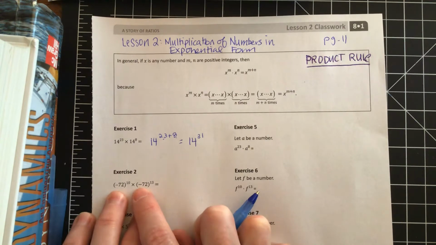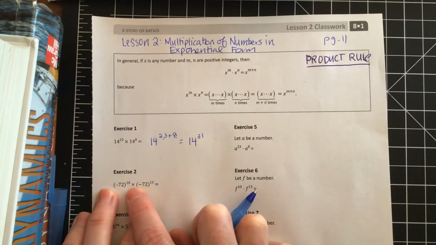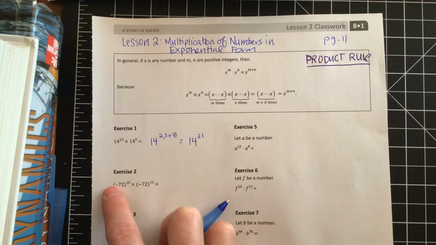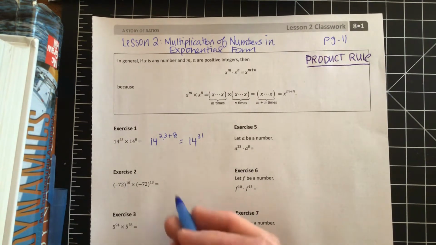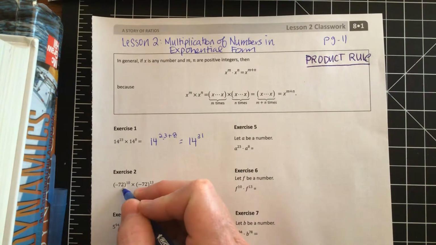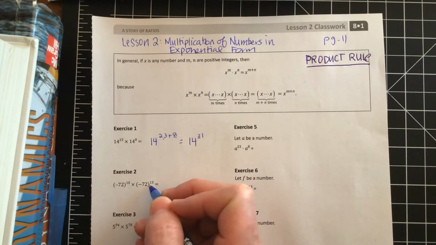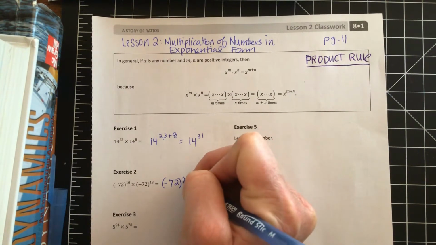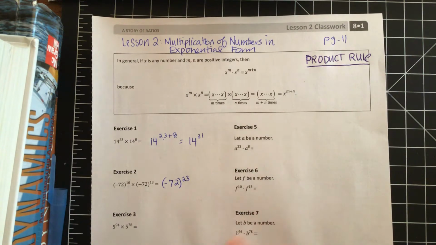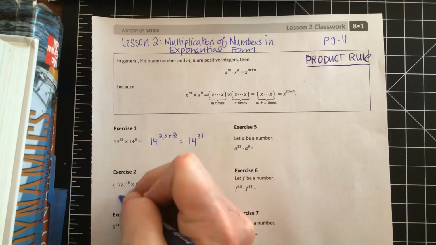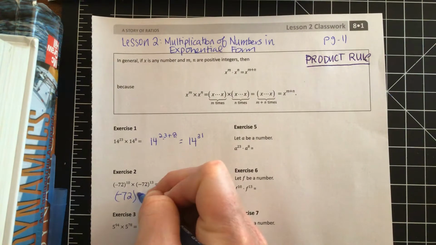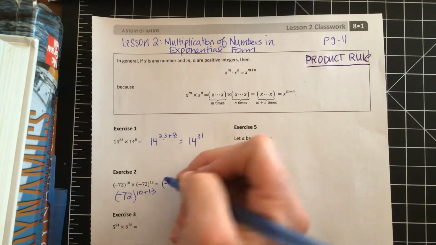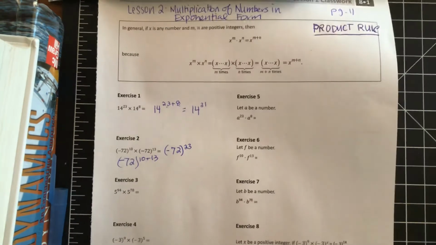Okay, the next one, exercise 2, and we have two negative bases, and notice that they're in parentheses. That's very important. We talked about that in the last lesson, that you keep them in parentheses, as well as fractions in parentheses. So negative 72 to the 10th times negative 72 to the 13th is negative 72 to the 23rd power. I could have simplified it first by saying negative 72 to the 10 plus 13, which is equal to that. I just want to show you the process.